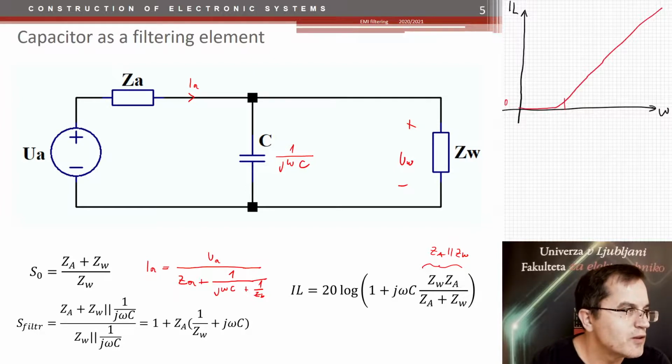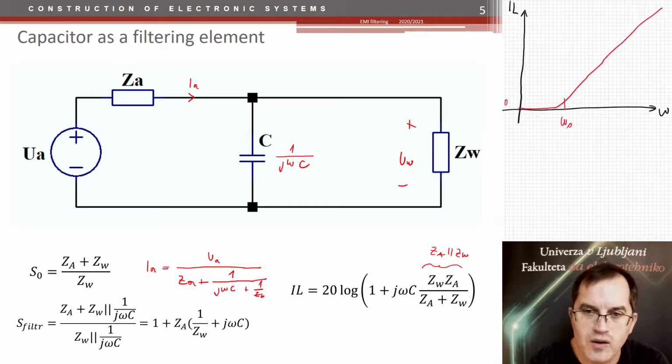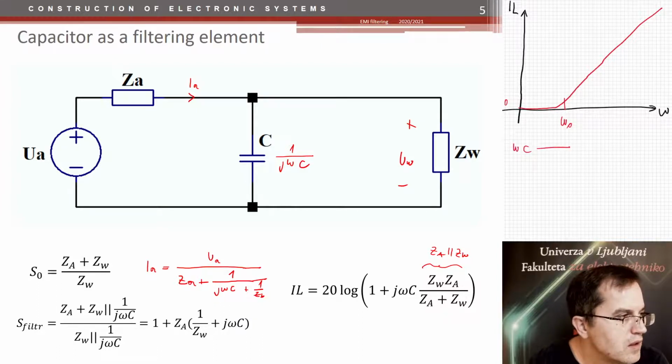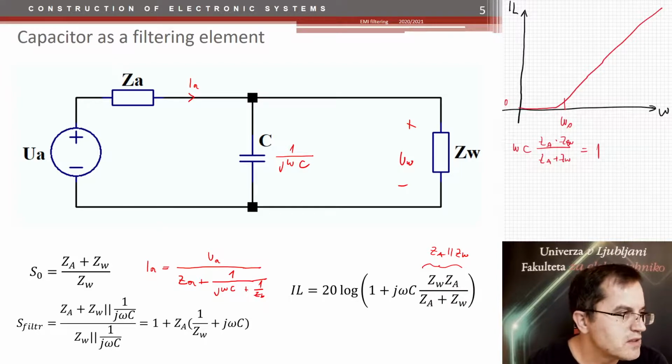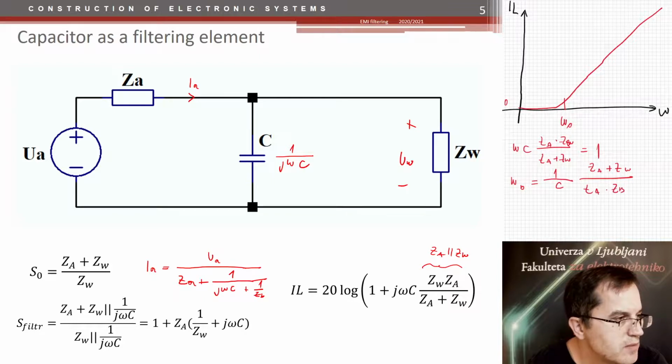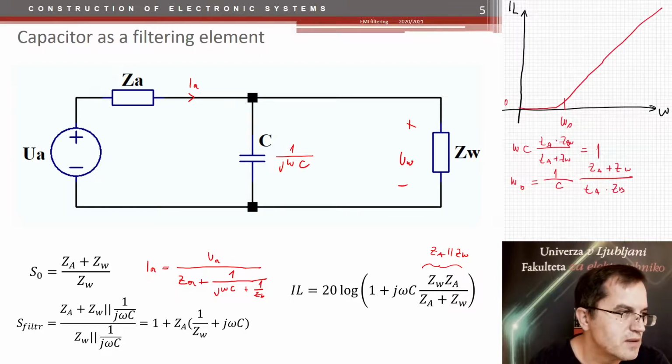And again, we can define the corner frequency, omega 0, which would be when omega C times ZA times ZB, ZW over the ZA plus ZW is 1. Okay, when is this 1? When this omega 0 is 1 over C times ZA plus ZW over ZA times ZW.